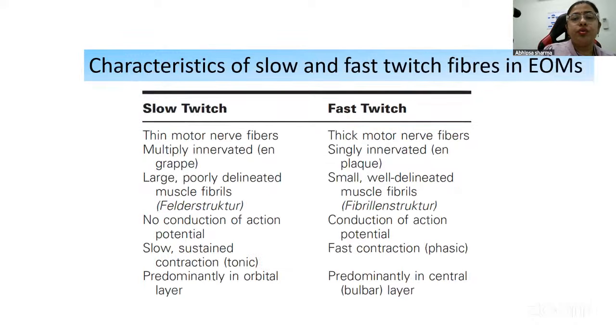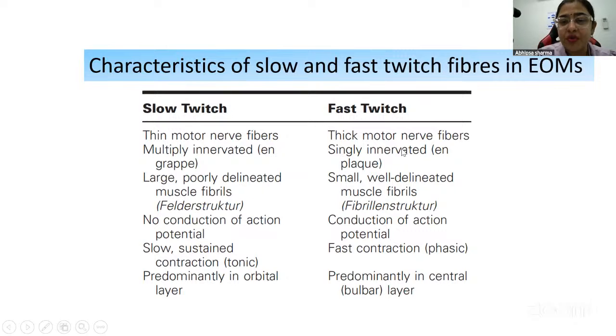Next, coming to what are the types of fibers in the extraocular muscles. So there are slow twitch fibers and fast twitch fibers. The slow twitch fibers have thin motor nerve fibers, and they are multiply innervated. They are large, poorly delineated. They do not have any conduction of action potential, and they cause slow, sustained tonic contraction of the muscles, and they are predominantly present in the orbital layer.